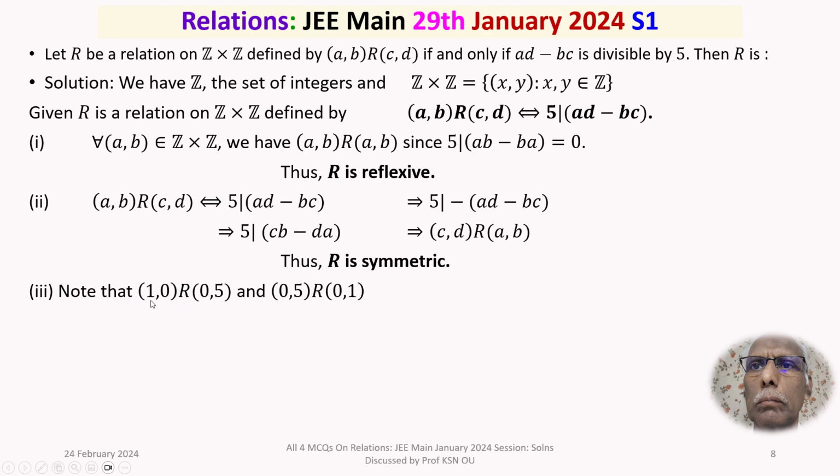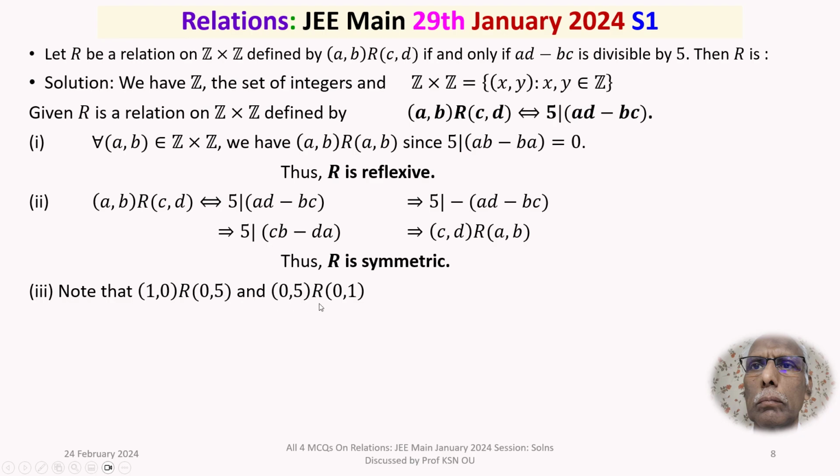Now let us say 1 comma 0 is related to 0 comma 5. Is it so? Yes. Why? AD minus BC, first you see 1 into 5, and BC is 0 into 0, which is 0. That means AD minus BC is 5. So 5 divides AD minus BC here. Therefore 1 comma 0 is related to 0 comma 5.